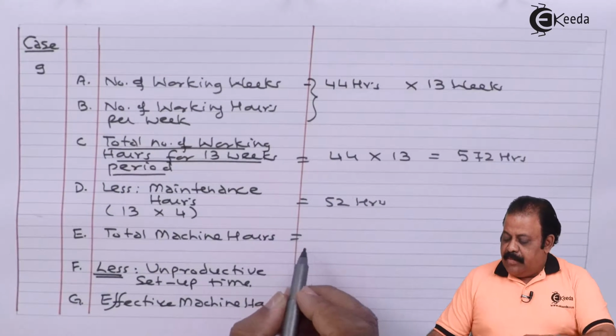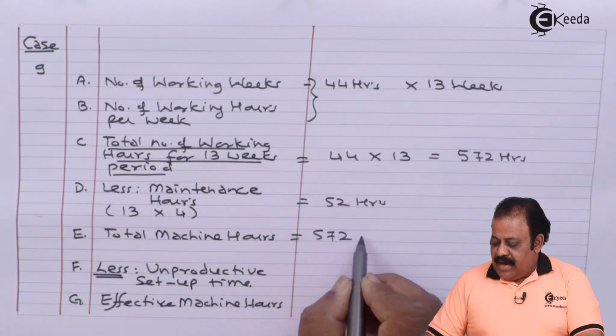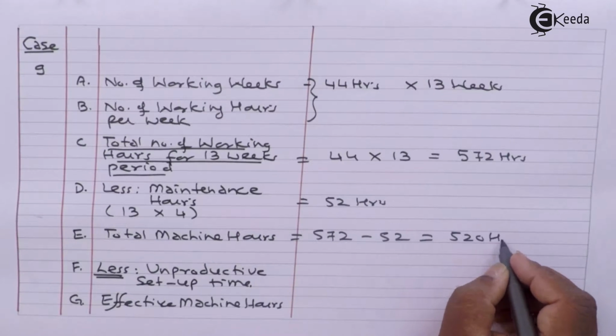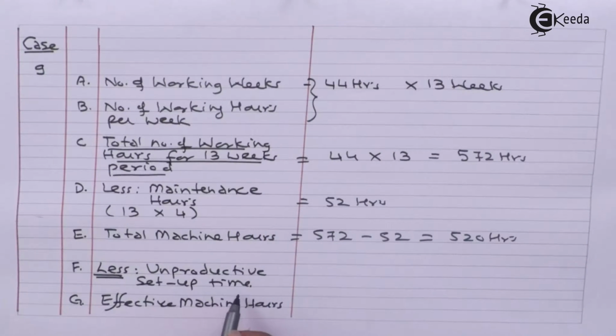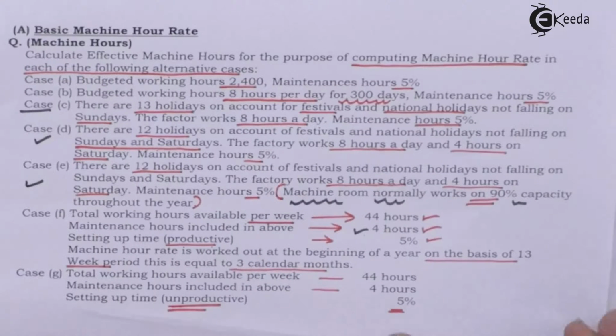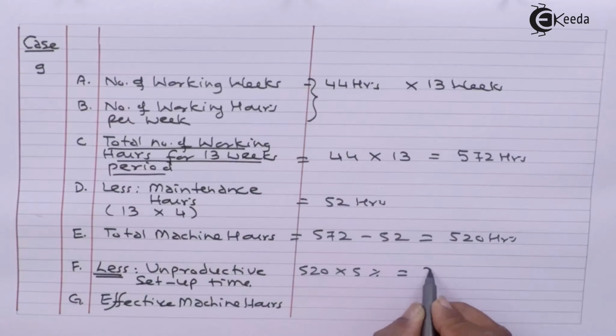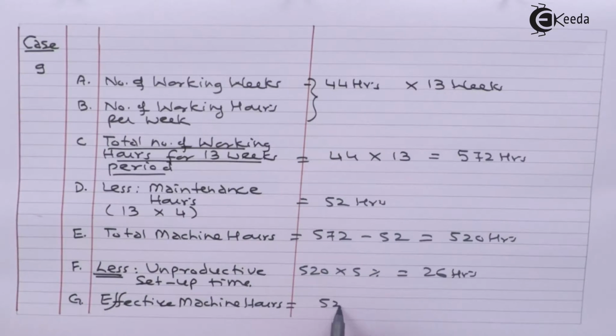So total machine hours will be 572 minus 52 hours, 520 hours. Less unproductive setup time, they have given overall 5%. So it will be 26 hours. So effective machine hours will be 520 hours minus 26 hours. So it will be 494 hours.